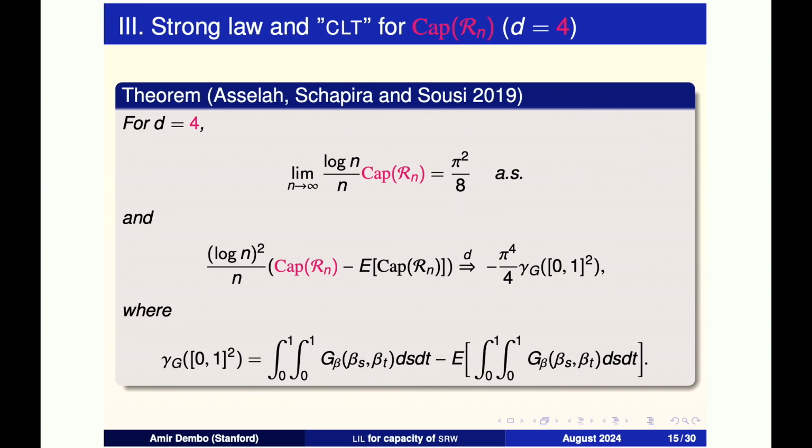If you go many years into the future, or into the past, but recent past, to 2019, Asselah, Schapira, and Sousi repeated this type of work in dimension 4, the law of large numbers. You again divide by n over log n, you get another constant. If you subtract the mean, the scaling is going to be log n squared, and you get a new object, but a very similar one. It's really like the self-intersection, but you replaced the self-intersection with a Green function of the 2 times. And you, of course, subtract it, and this is also a singular thing, so you define it in the usual way, exactly the same way that you define it for the capacity.